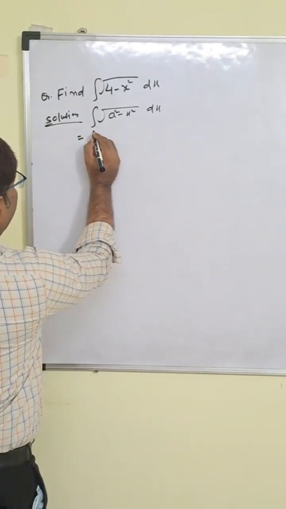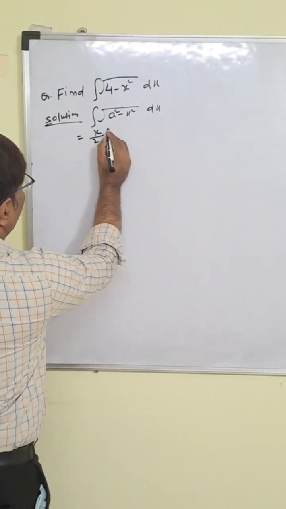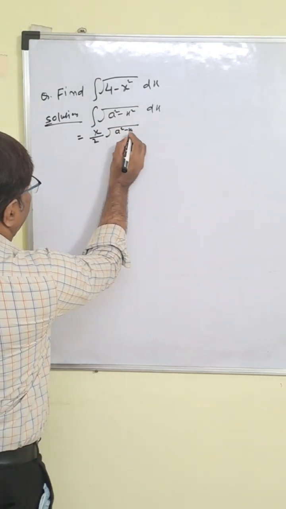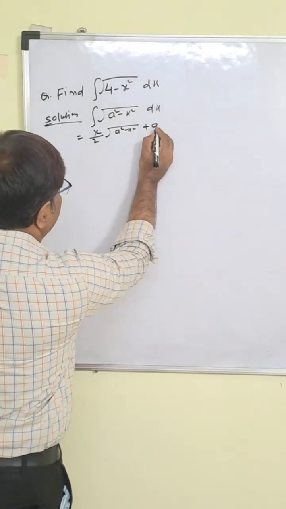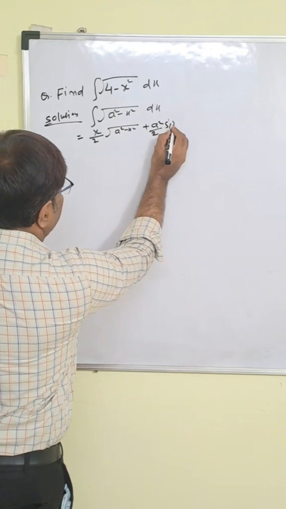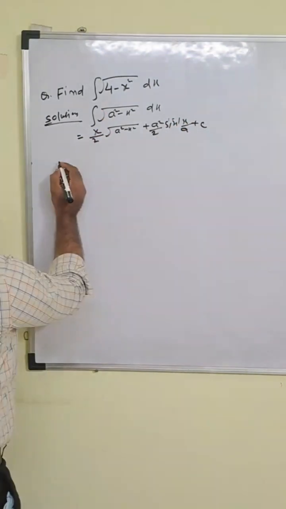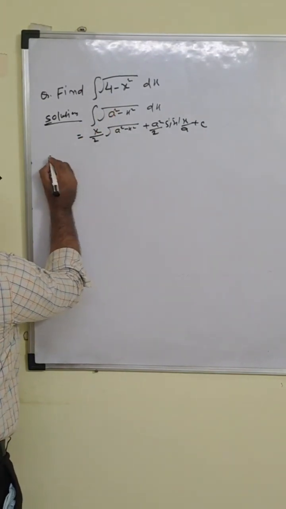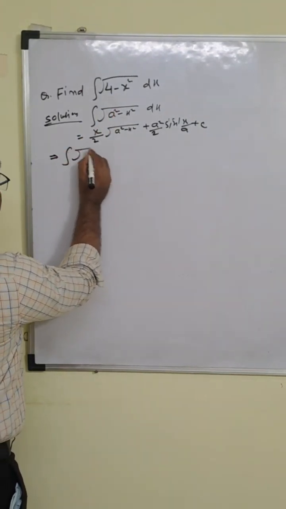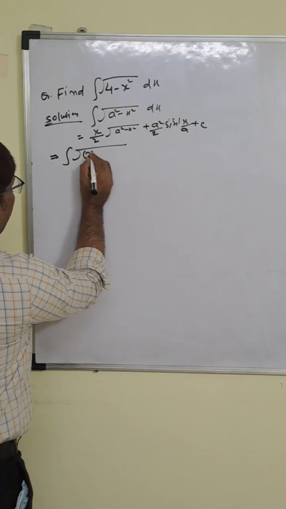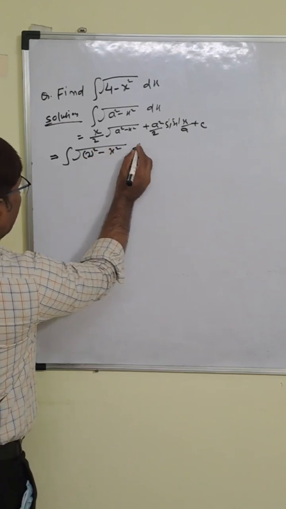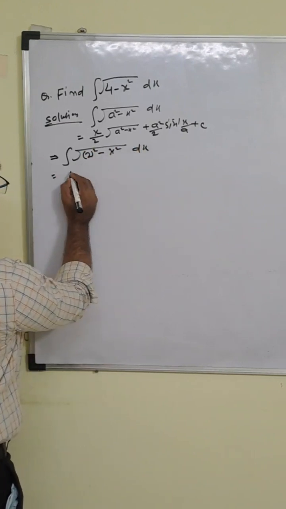This equals x by 2 root under a square minus x square plus a square by 2 sine inverse x by a plus c. So here we can write 4 minus x square, so we can write the integration of root under 2 square minus x square dx. So this equals what?